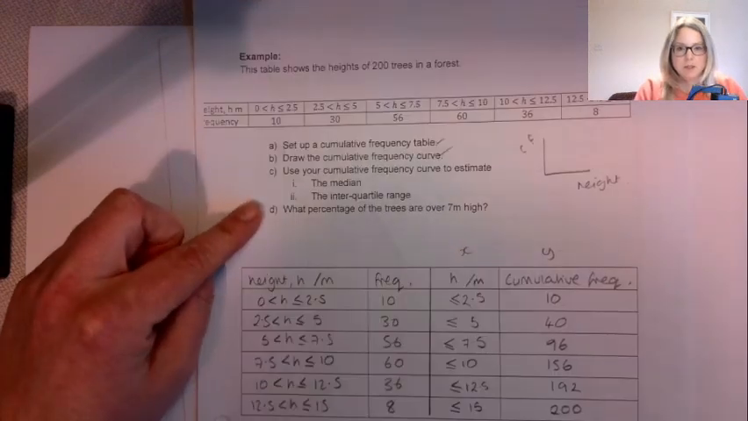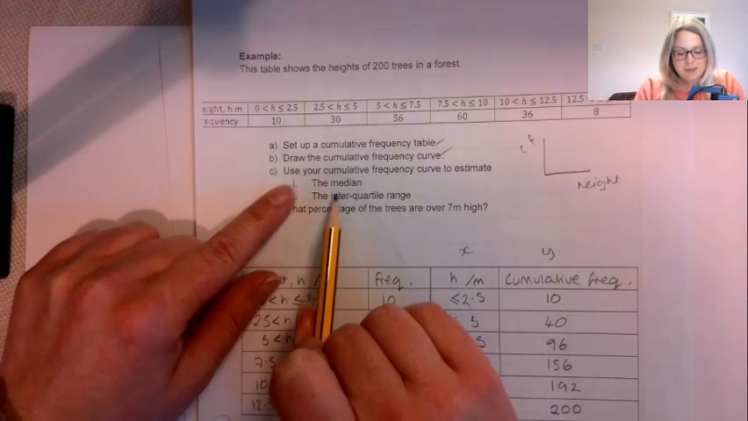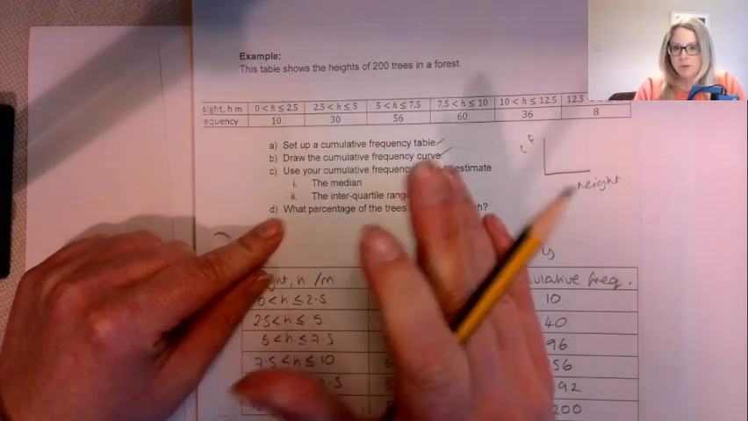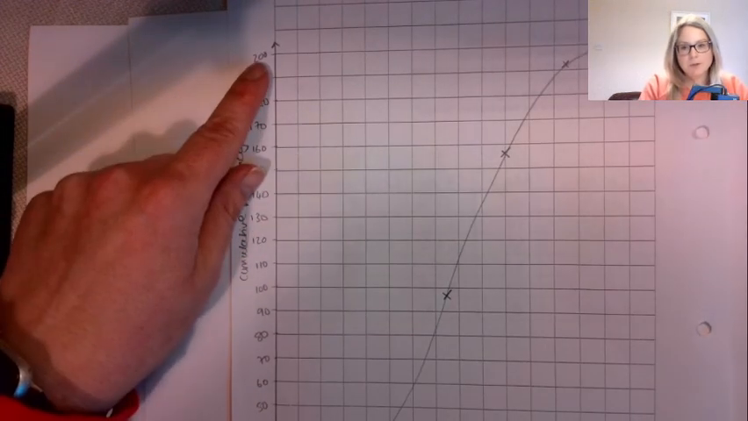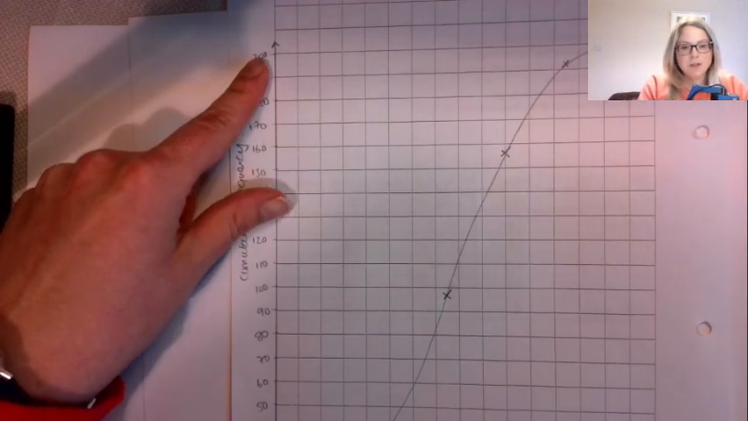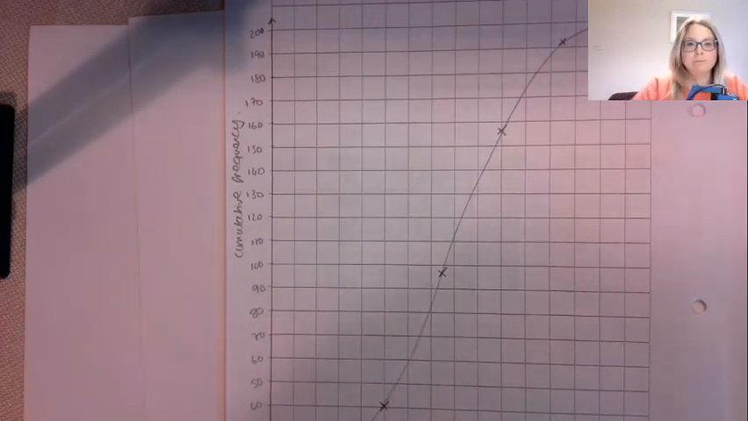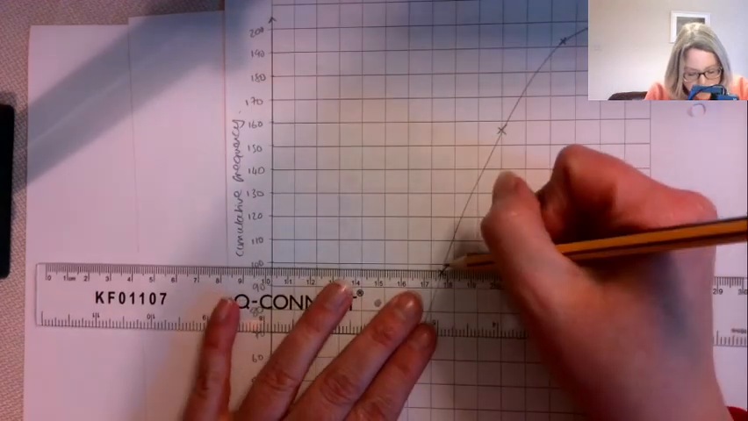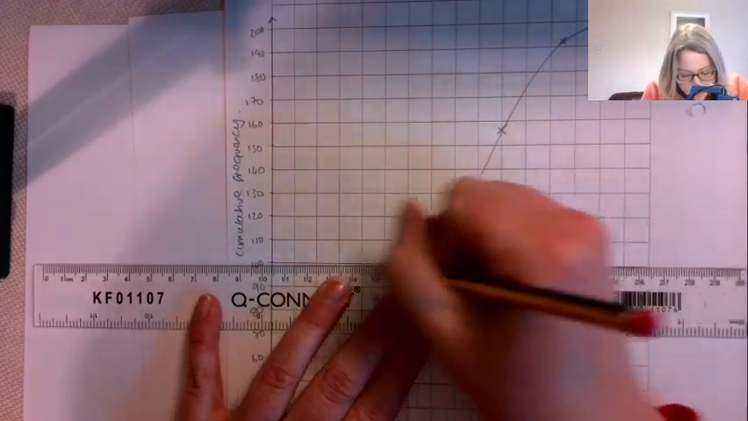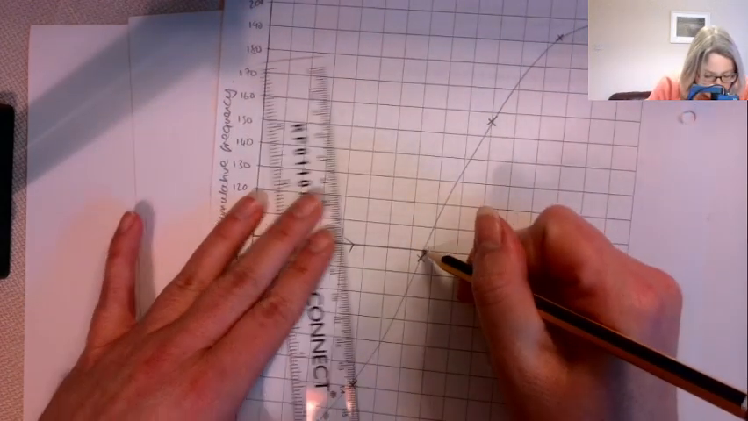Let's go back to our question. So we've done this. Use your cumulative frequency curve to estimate the median and then the interquartile range. So let's look at that. The median, remember, is halfway. So if our cumulative frequency goes up to 200, then I need to go to 100, go across and read down. So, get my ruler, I'm going to 100, and I'm ruling across, and then I'm going to read off what value that is.